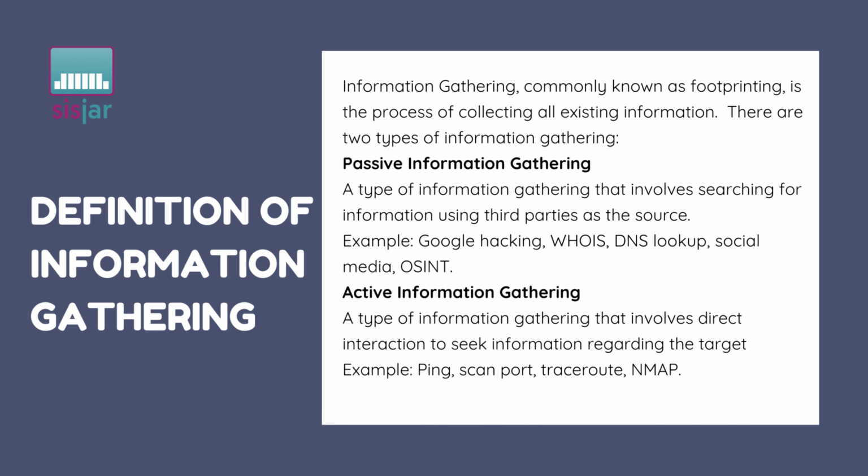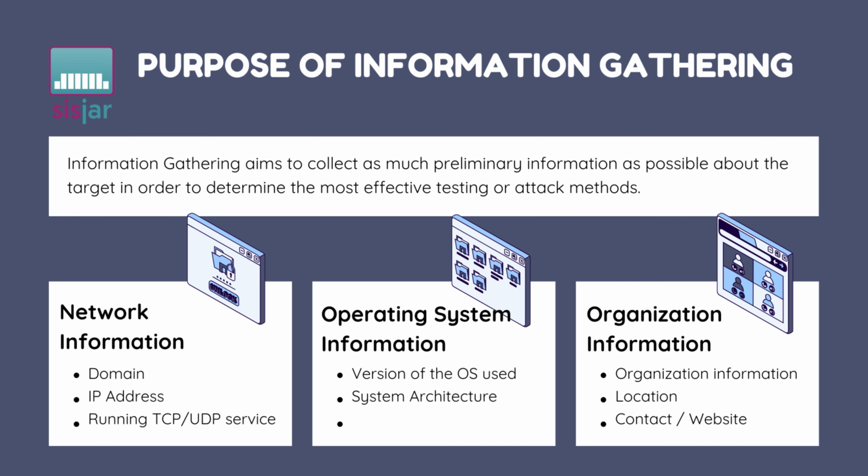The second one is active information gathering, which is a type of information gathering that involves direct interaction to seek information regarding the target. Examples include ping, port scan, traceroute, and Nmap. Next, we have the purpose of information gathering. Information gathering aims to collect as much preliminary information as possible about the target in order to determine the most effective testing or attack methods.